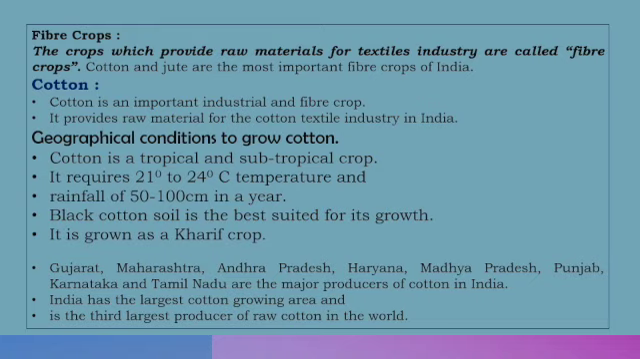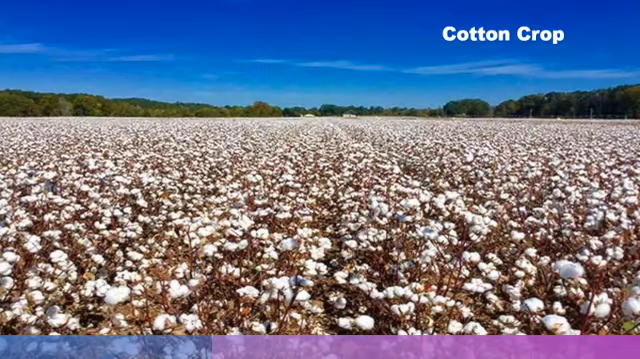The important cotton producing states in India are Gujarat, Maharashtra, Andhra Pradesh, Haryana, Madhya Pradesh, Punjab, Karnataka and Tamil Nadu. India has the largest cotton growing area, and India is the third largest producer of raw cotton in the world. This is cotton cultivation.